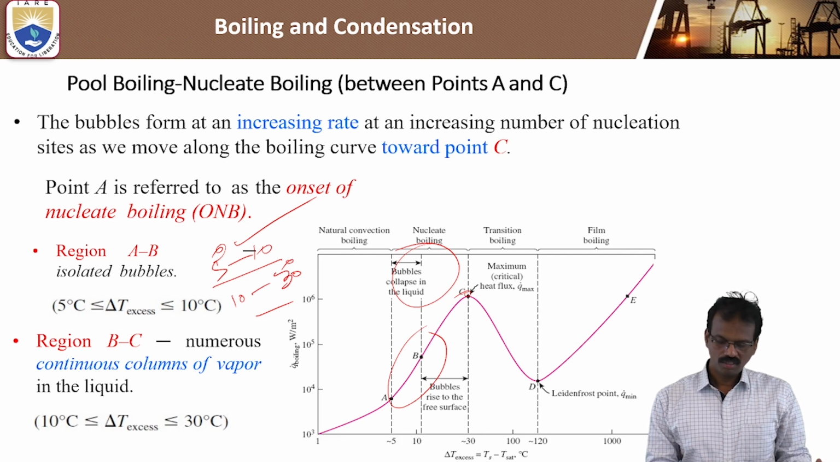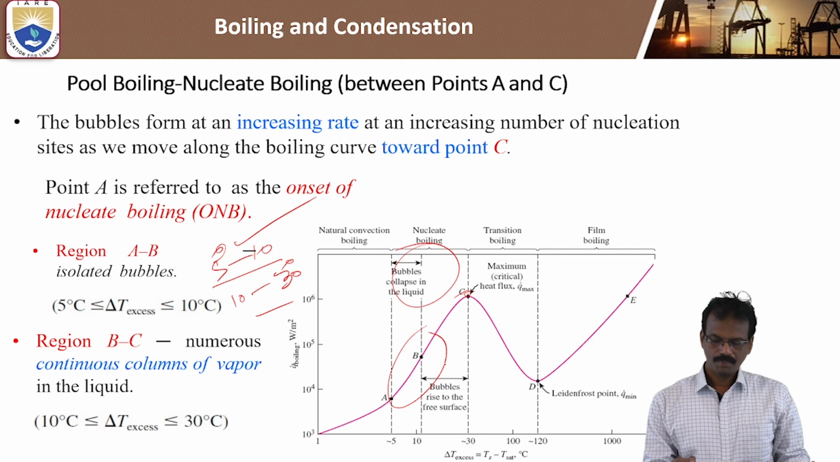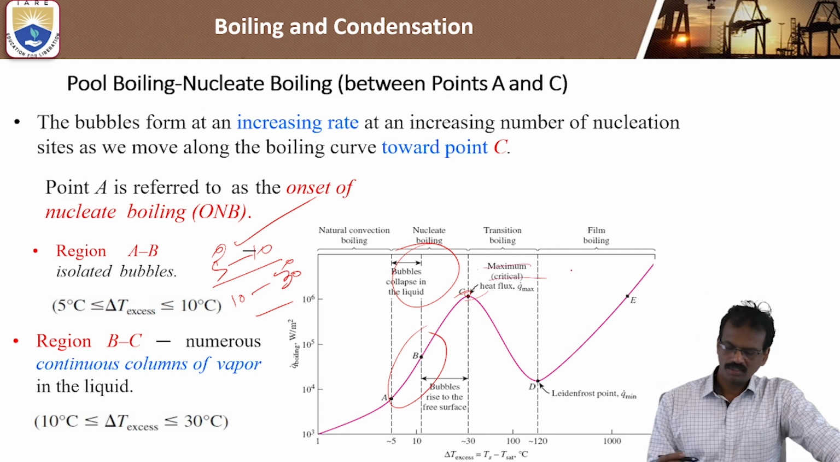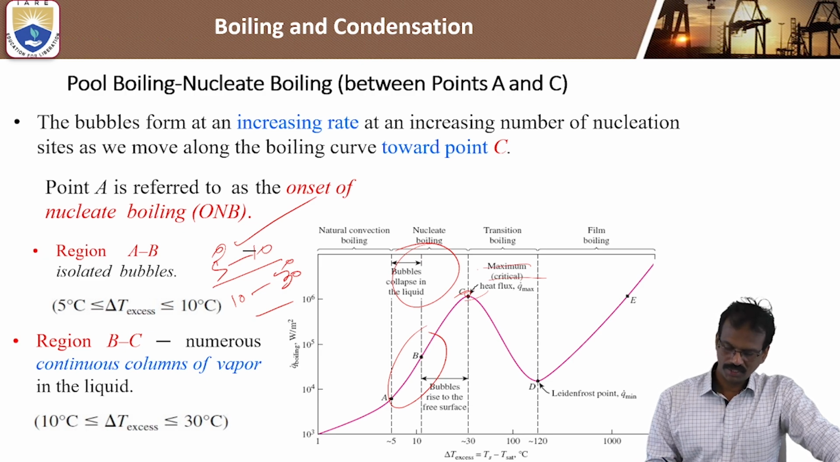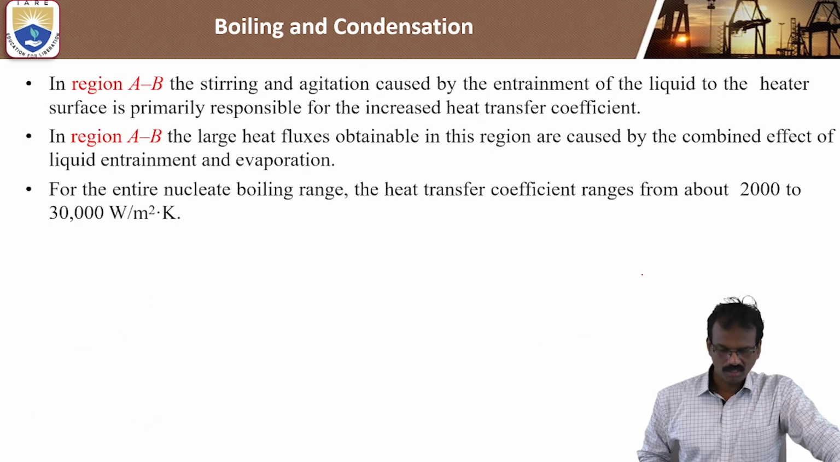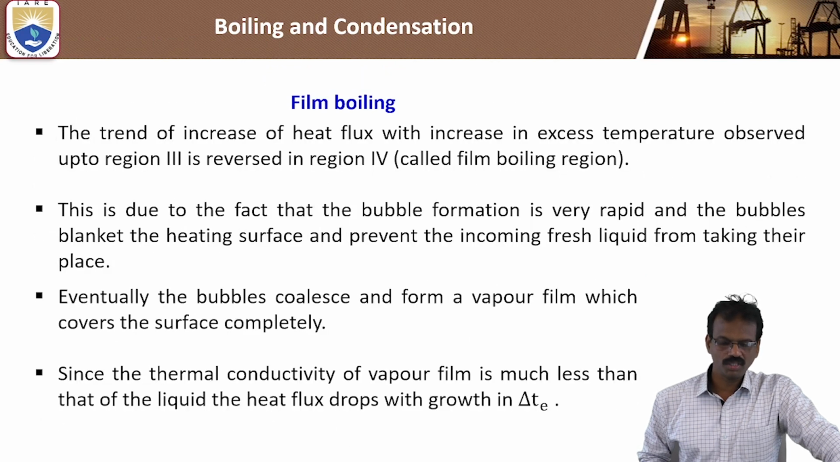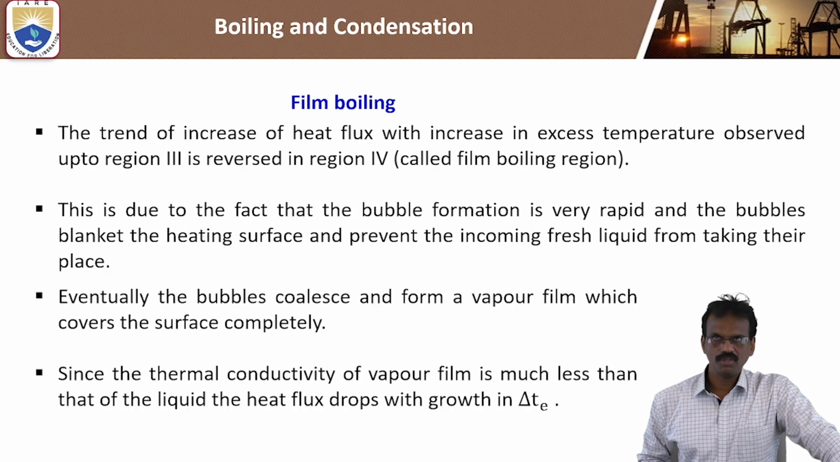Then after 10 degrees Celsius we will see rapid bubble formation, and then rapid growth of heat transfer. This is the maximum point of heat transfer or heat flux, called the critical heat flux. Then due to film formation, the heat transfer rate decreases. This process was already discussed for nucleate boiling. Next one is film boiling.